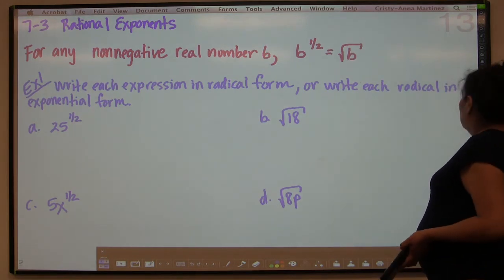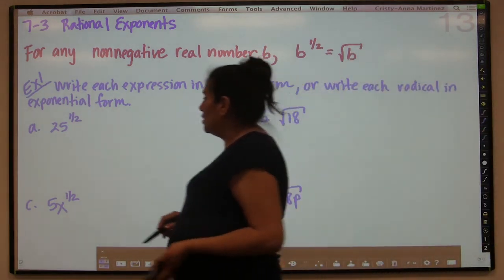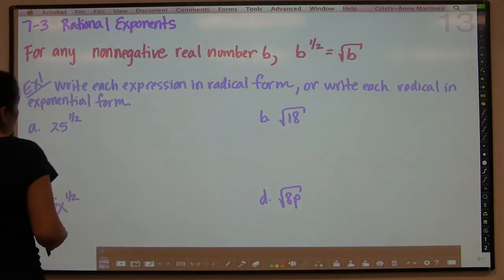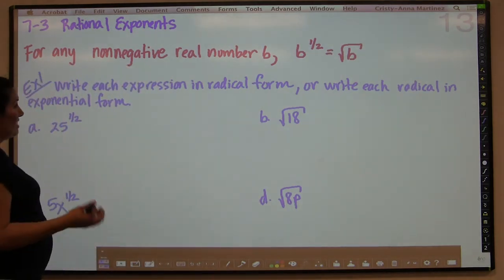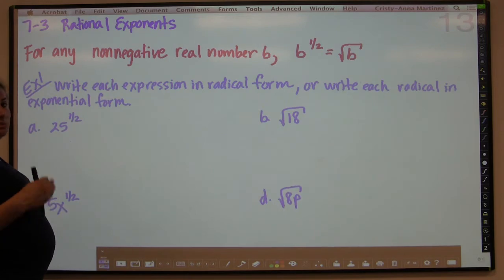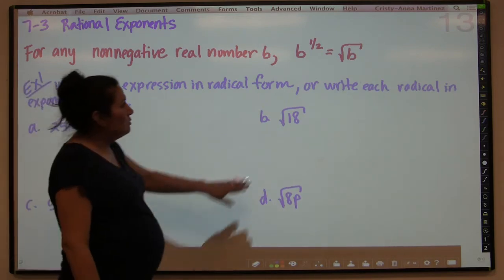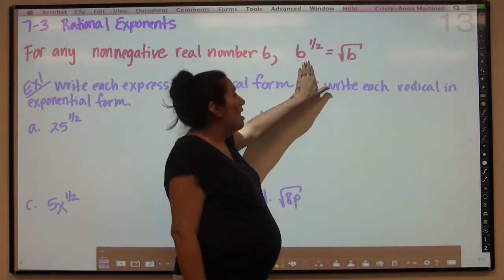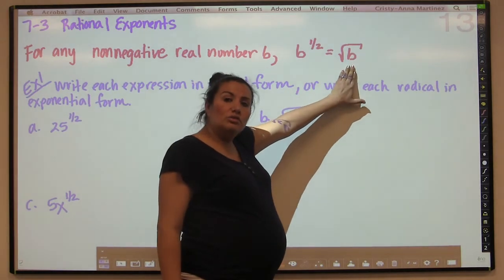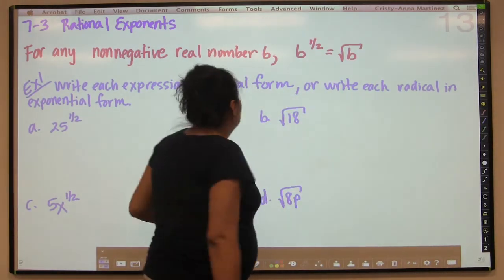So in our examples, it says write each expression in radical form, or if it's in radical form, they want us to write it in exponential form. So this is the exponential form where you see the exponent, and this is the radical form where you see the square root, which we'll call a radical.